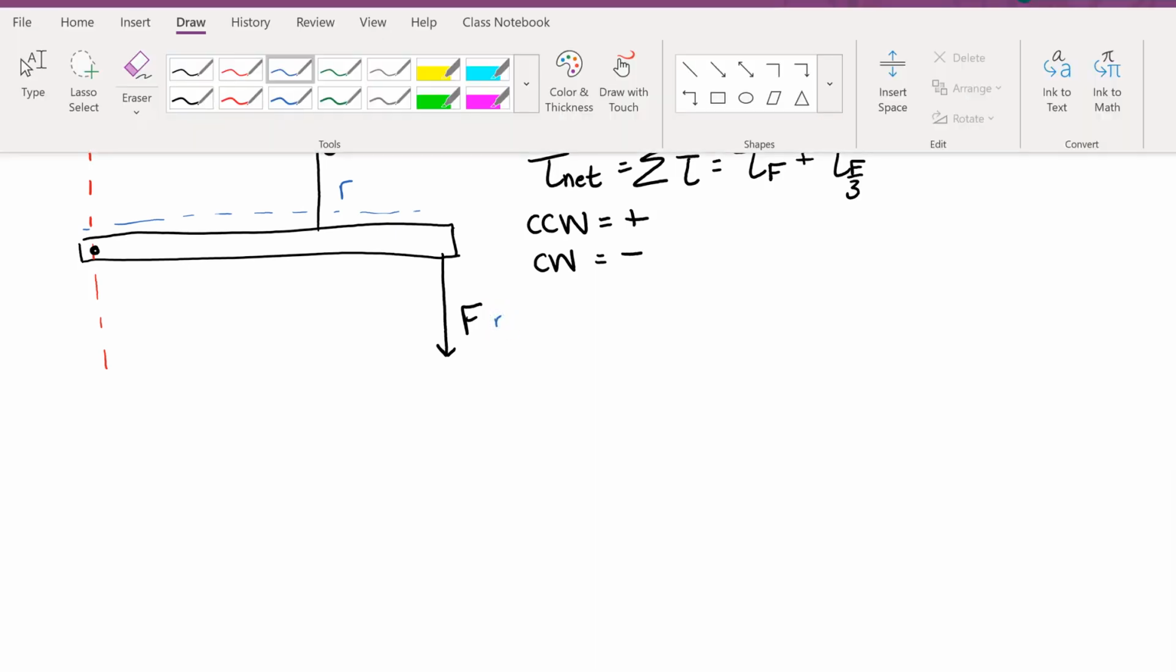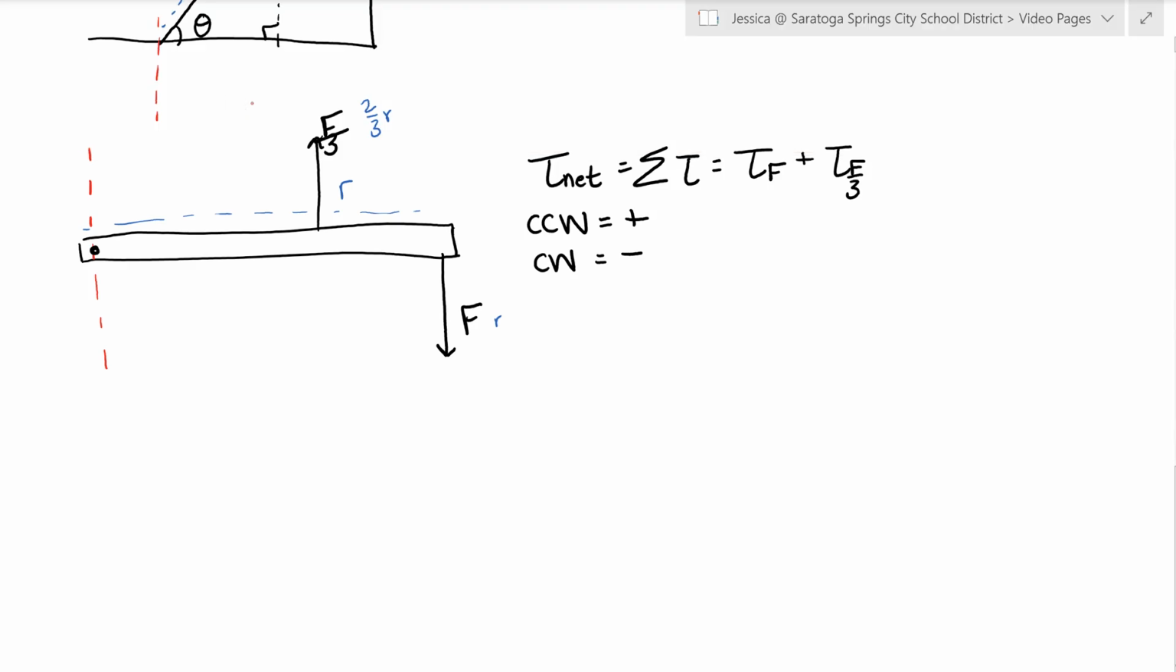In order to figure out positive versus negative, you're going to follow the force. And this is something you should not draw on official free body diagrams. You should draw this off to the side. You're going to follow the force and then curve towards the axis of rotation. That's going to give you the direction of rotation. So this direction of rotation is clockwise, so that torque is considered negative. Whereas this direction of rotation is considered counterclockwise, so that's going to be positive.